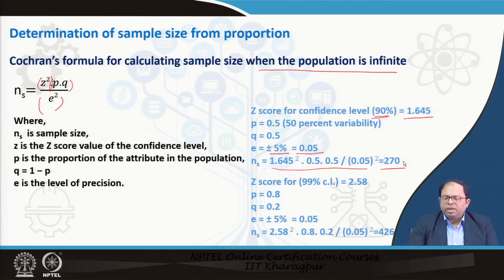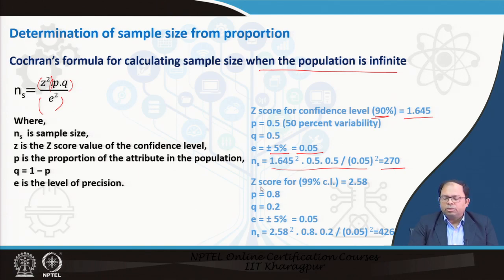So that also means that if I increase the error to 10%, the sample size will reduce. If I reduce the variability, then also the sample size will reduce. But at the same time, if I increase the confidence level from 90 to 95% or 99%, then the sample size will increase.